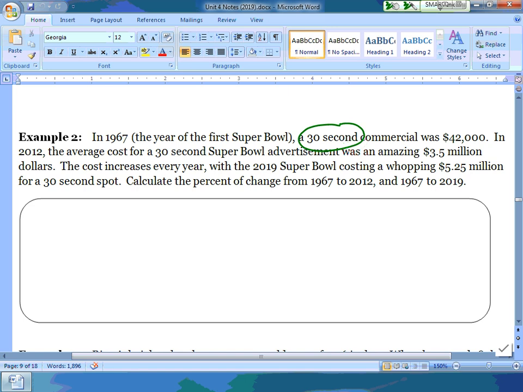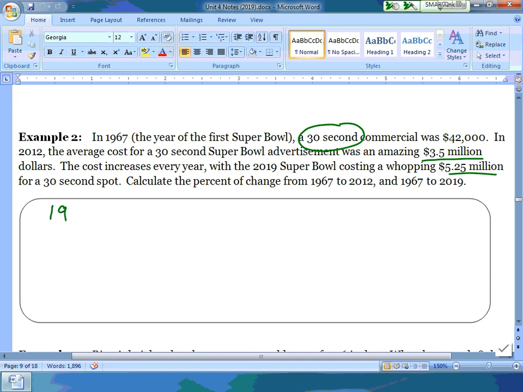Well, jump ahead to 2012, you can see that the average cost for a 30-second Super Bowl advertisement now costs $3.5 million. So to get your product on TV during the Super Bowl was going to cost you $3.5 million for 30 seconds. And that number continues to rise every year. In fact, jumping ahead a few years to 2019, this year, the Super Bowl ad, 30 seconds again, went up to $5.25 million. Okay? So, we wanted to talk about a percentage that this is increased over the years. Of course it's increased. So the first part of this says, calculate the percent of change from 1967 to 2012.